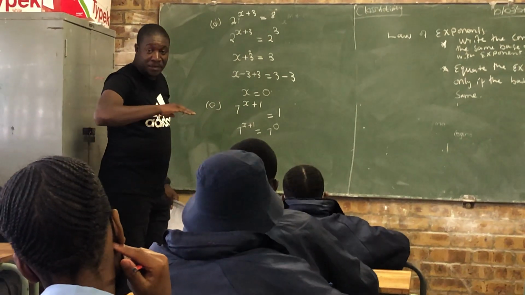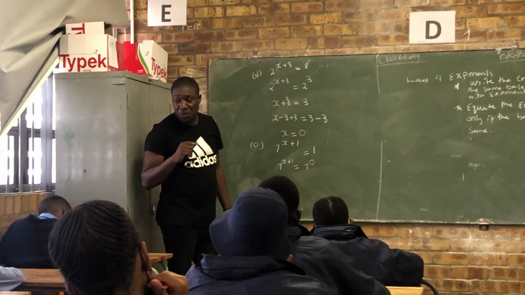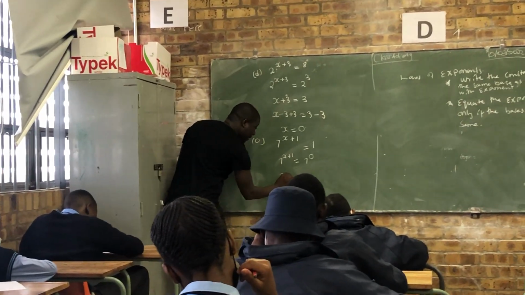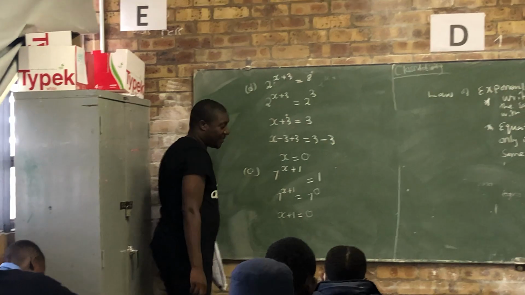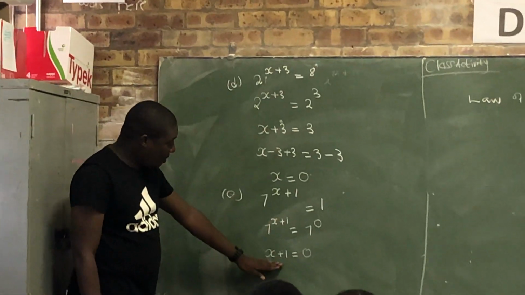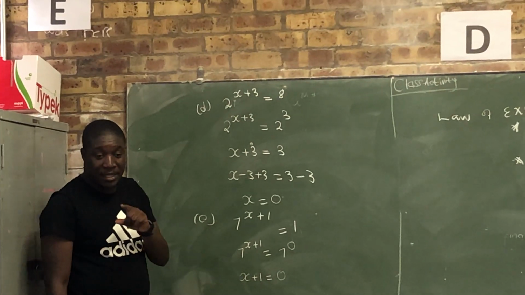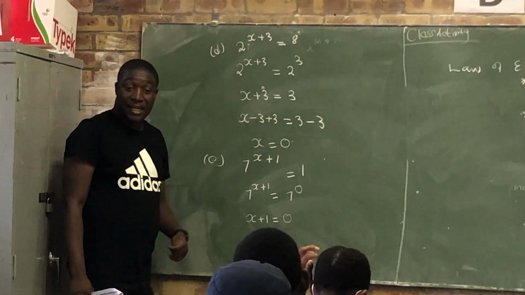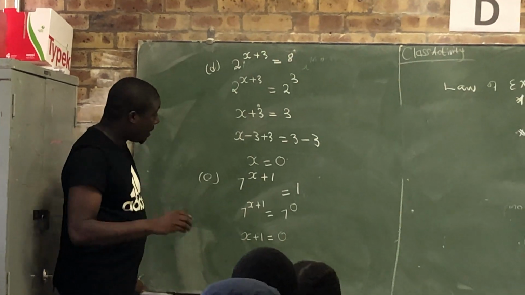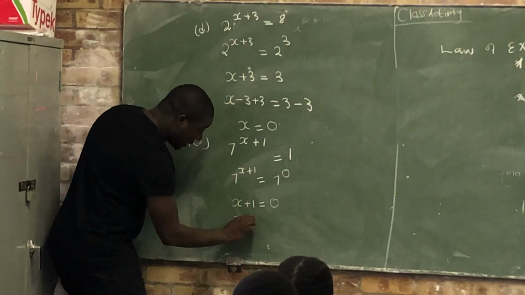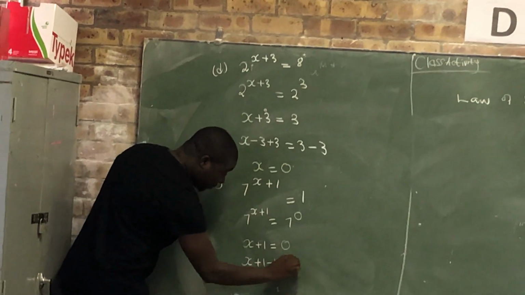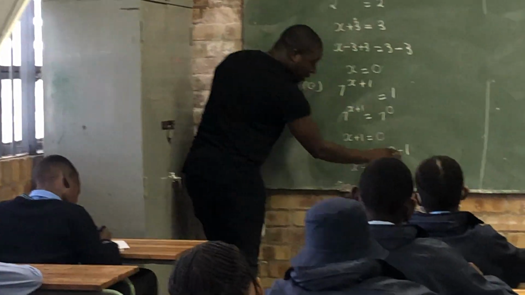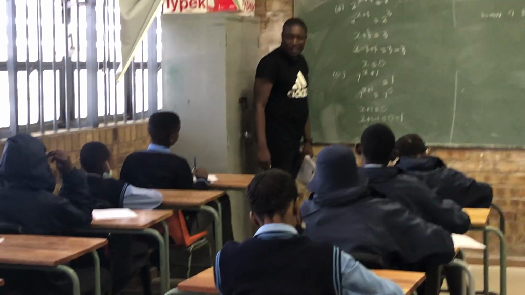Now the bases are the same. If the bases are the same, what is it that we're going to do? We equate the exponents. And we're going to have x add 1 equals 0. Right? And here we use the method that we learned last time: we add the additive inverse of 1. What is the additive inverse of positive 1? Negative 1. So it's going to be x add 1 subtract 1 equals 0 subtract 1. So therefore x equals 0 subtract 1, which equals negative 1.